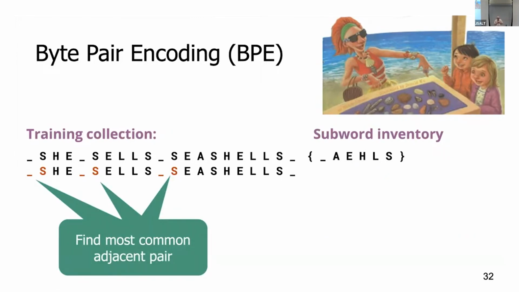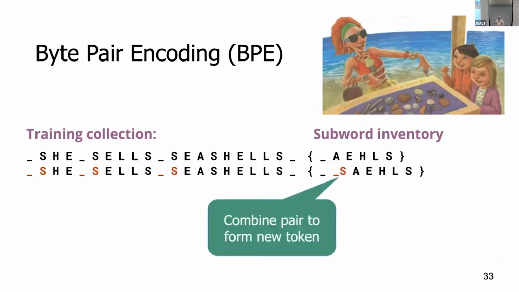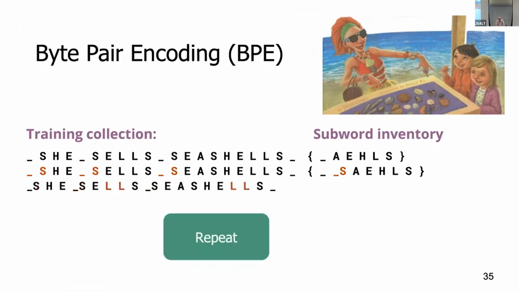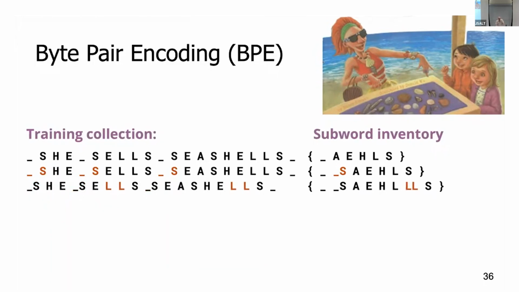So here in our example, blank S is the most common character bigram in this text. So we take blank S and we add it as a single token to our inventory. And then we replace all the blank S's with this new token. So we have increased the size of our subword inventory, and we've shortened the training text a little bit. And we just repeat that. LL is the next most common one. We add LL as a token and replace all occurrences in the training text with LL.